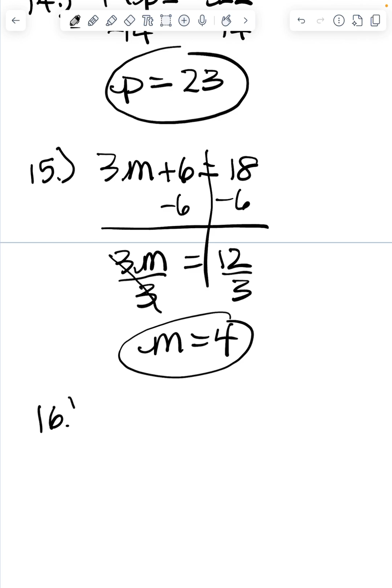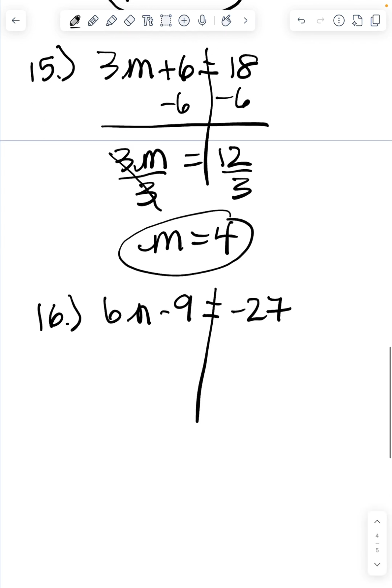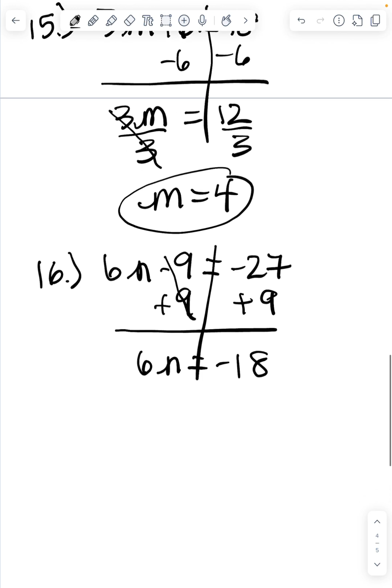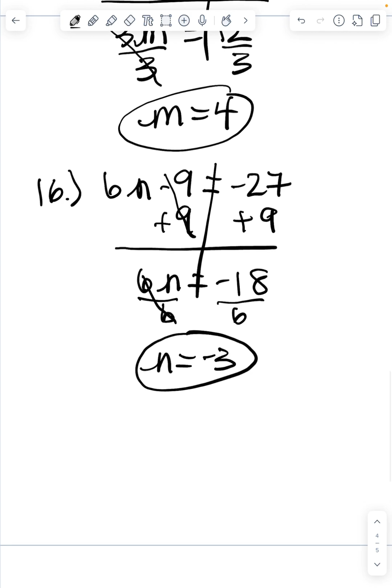Number 16. 6n minus 9 equals negative 27. Okay, we're going to add 9 on both sides. 6n. When you're over here, remember you're really subtracting because we've got different signs. So we're going to find the difference, which is 18. Keep it minus because the 27 was a negative 27. Divide both sides by 6. n equals negative 3.